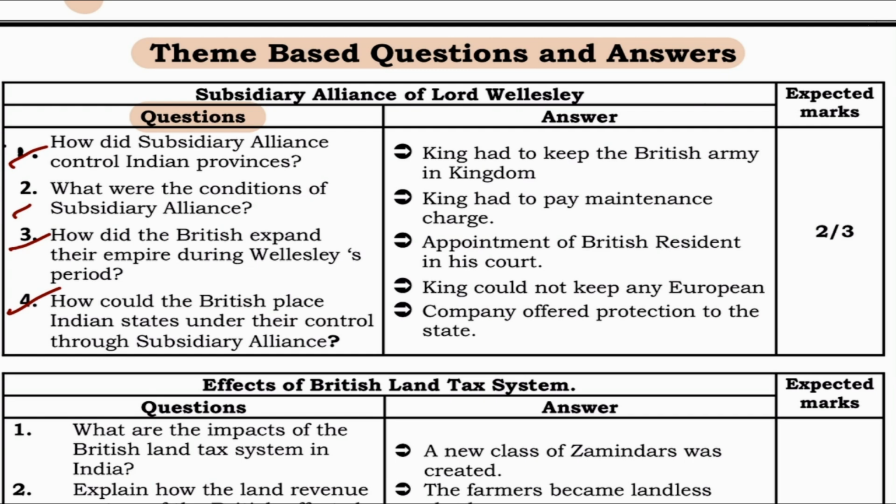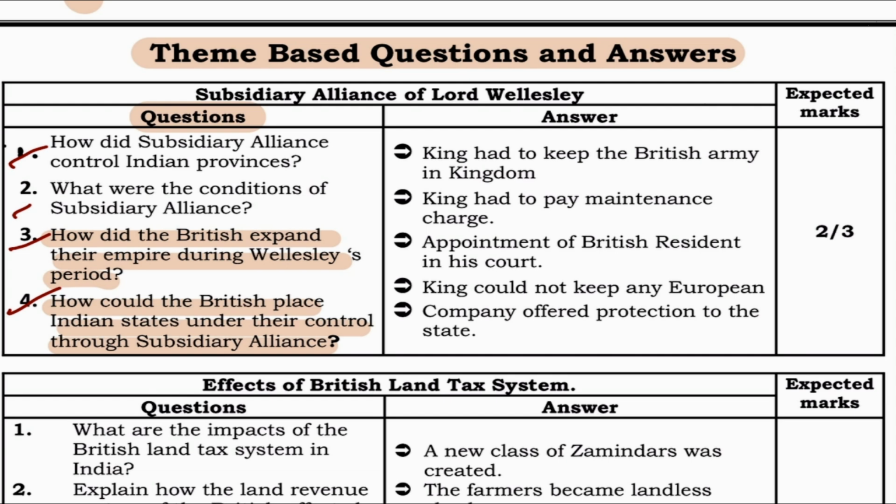How do subsidiary alliances control Indian provinces? What were the conditions of subsidiary alliances? Third question, how did the British expand their empire during Wellesley's period? Fourth question, how could the British place Indian states under their control through subsidiary alliance?